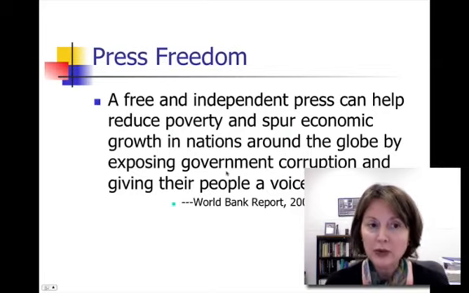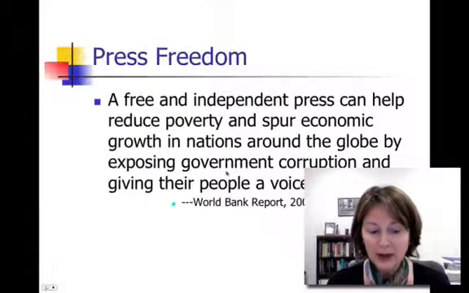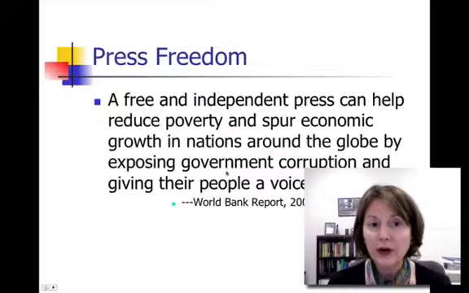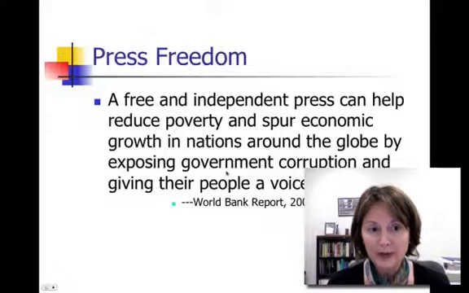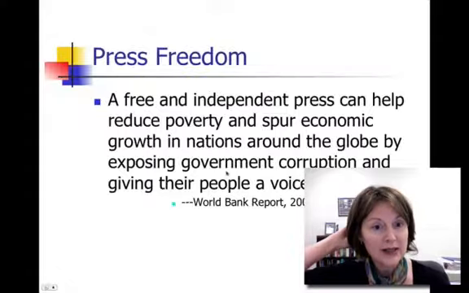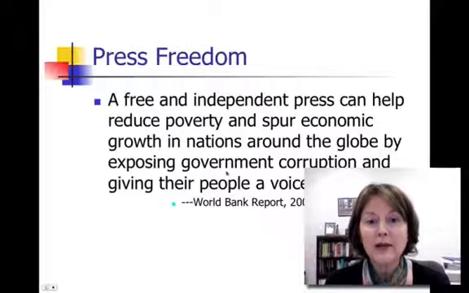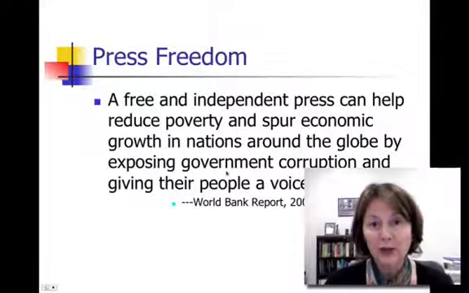But we do emphasize the importance of press freedom in our system, and it's very important for managers in this country to uphold freedom of speech. A free and independent press can help reduce poverty, spur economic growth in nations around the globe by exposing government corruption and giving their people a voice.